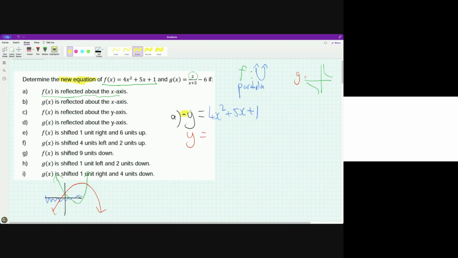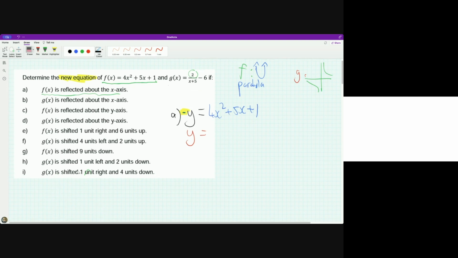And you can just put your hand up and answer me audibly. It's a tiny class today. So what do you think is going to happen for me to get that y by itself? Divide by -1 or multiply by -1 on both sides. Exactly.